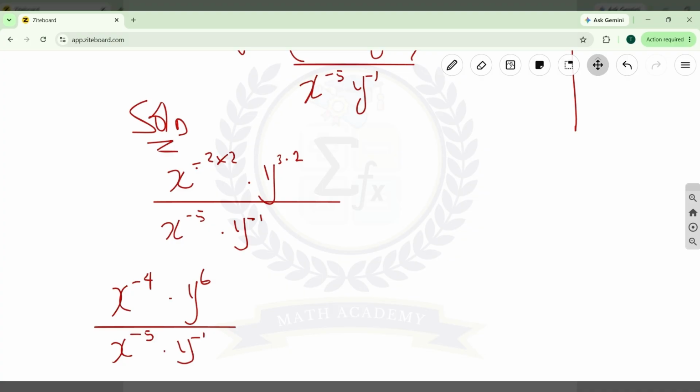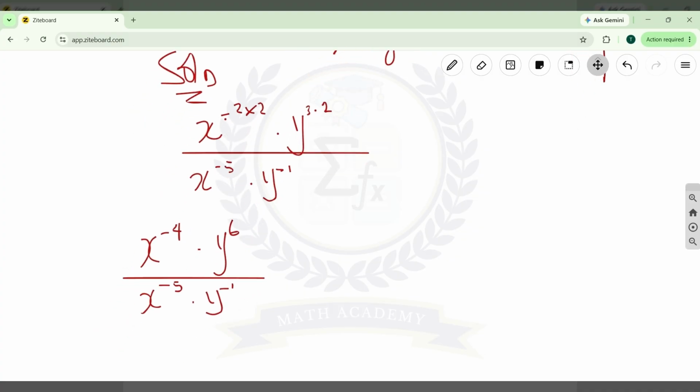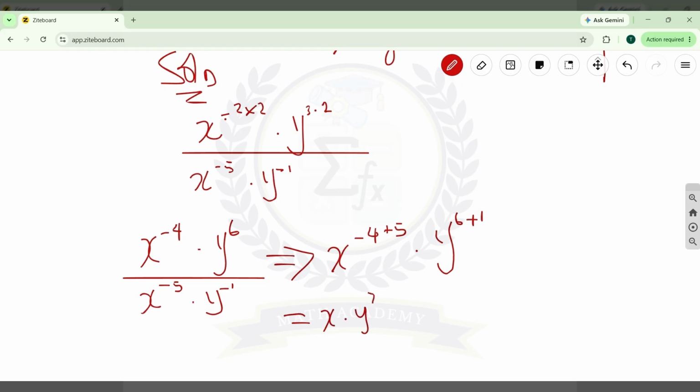We can do this in two ways, but the easiest way I'm going to show you is this. This is something as saying x to the power of -4 plus 5 multiplied by y to the power of 6 plus 1. This is x to the power of -4 plus 1 is 1, so that's x to the power of 1 multiplied by y to the power of 7.